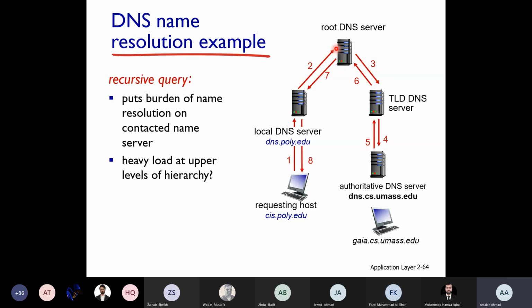So it will ask the TLD. The TLD will tell the root that, okay, wait, let me ask the authoritative. The TLD will ask the authoritative, and then the fifth is the reply back from authoritative to TLD with the IP address. The sixth is the reply back from TLD to root name server with the IP address, and the seventh is the reply back from root to local DNS server. And then again, the 1 and 8, they do not change. There is no change over here. So the final reply, it will save the IP in its cache, and the reply will be to the requesting host.